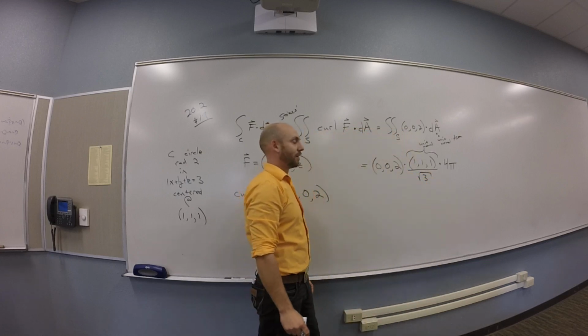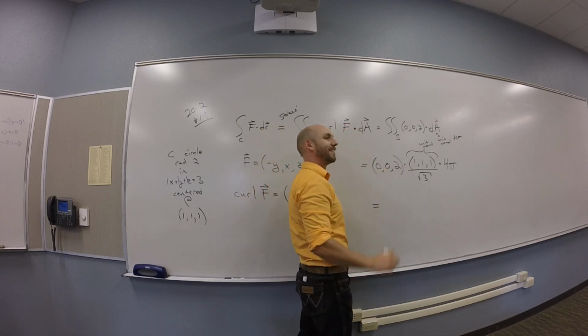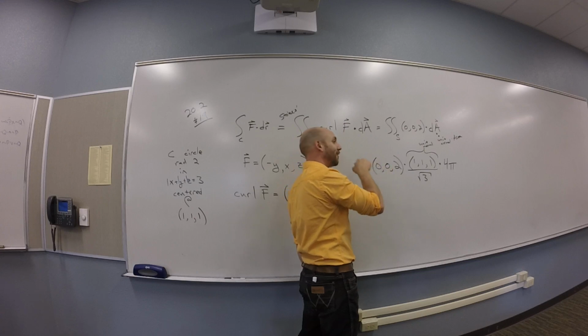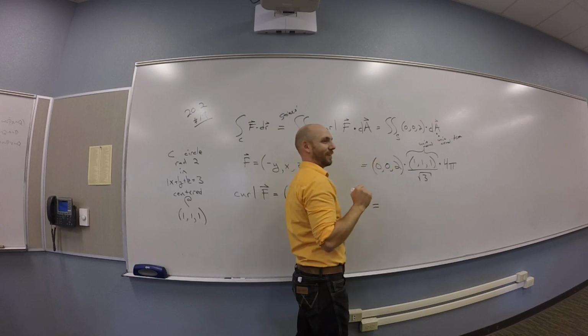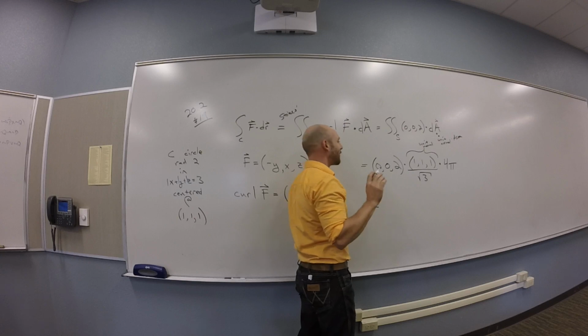You guys see that? So when you do this dot product, actually that's a good question. Should you scalar multiply first or do the dot product first? What does the order of operations say? Multiplication and division kind of act at the same time. So you should probably dot first.